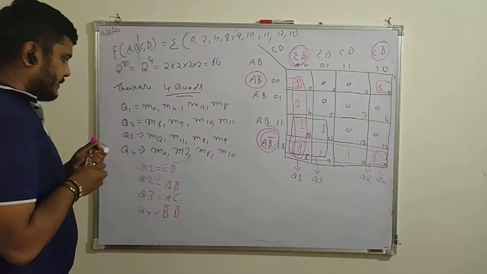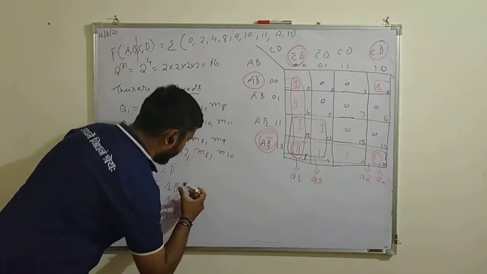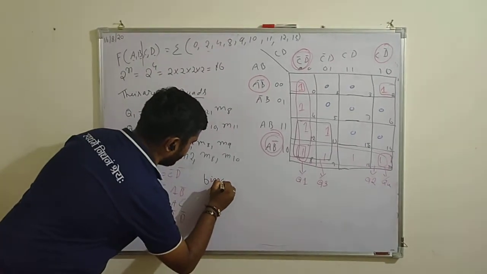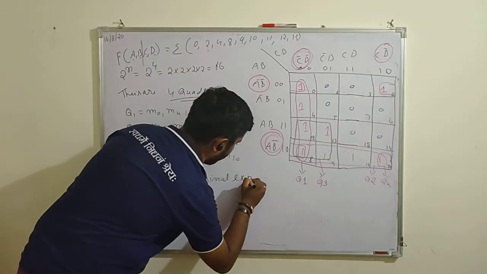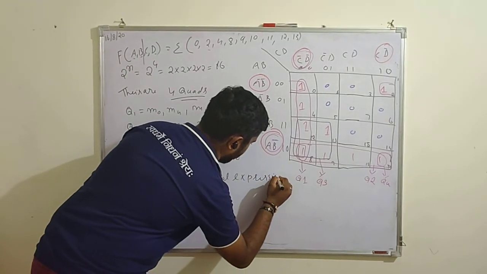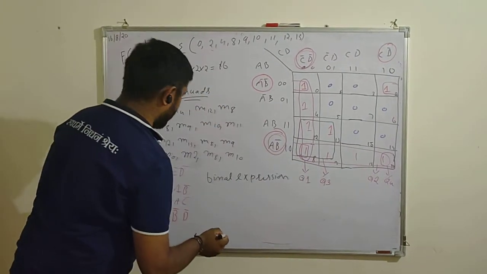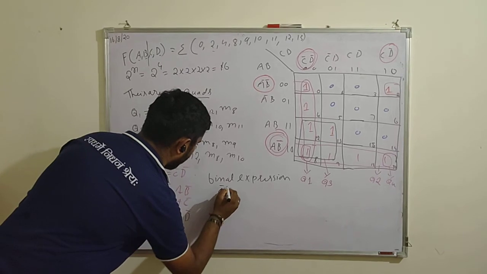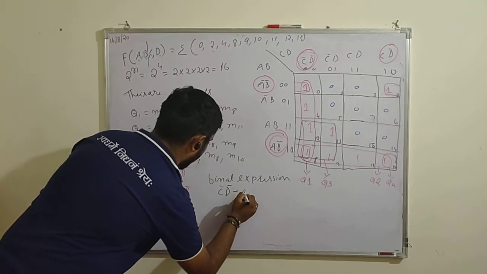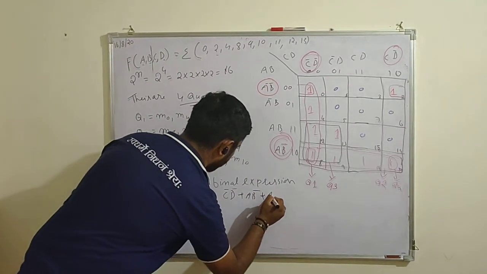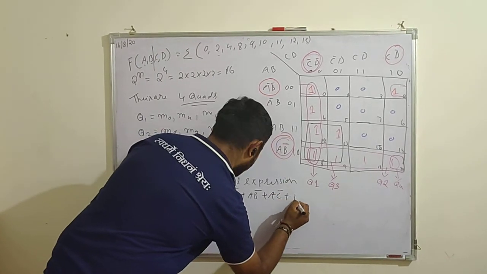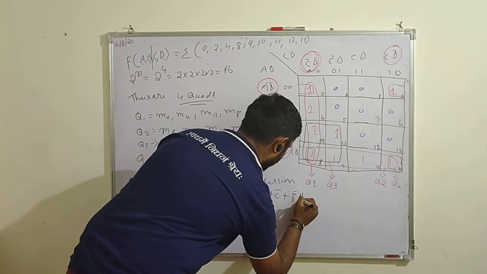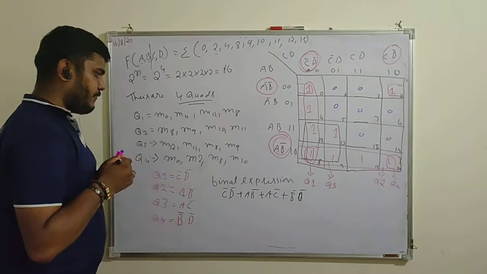So the final expression is C bar D bar plus A B bar plus A C bar plus B bar D bar. So this is the final expression.